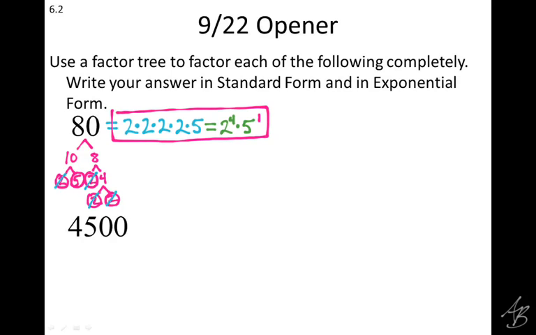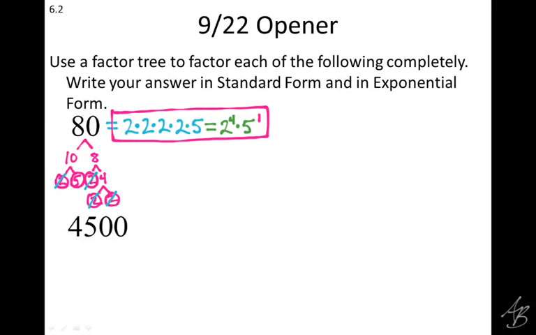So I've got 2 answers there. Got the standard form, got the exponential form. I'm going to box both of them to show that they are my final answers. How about the second one? What can we multiply together to get 4,500? Devin?